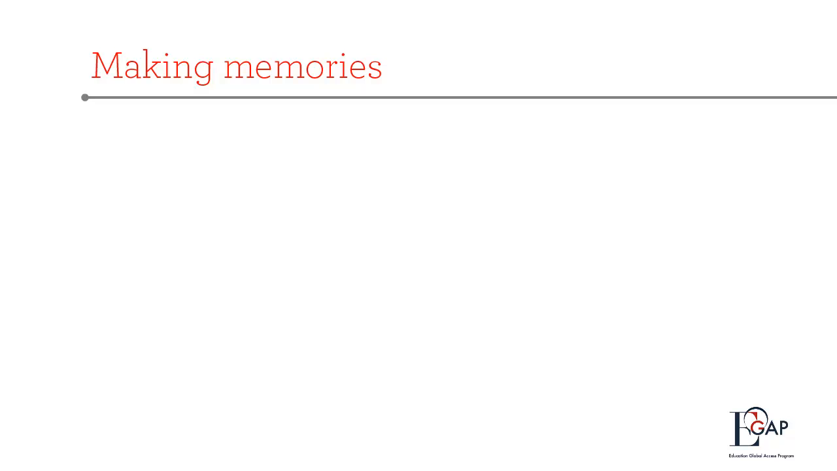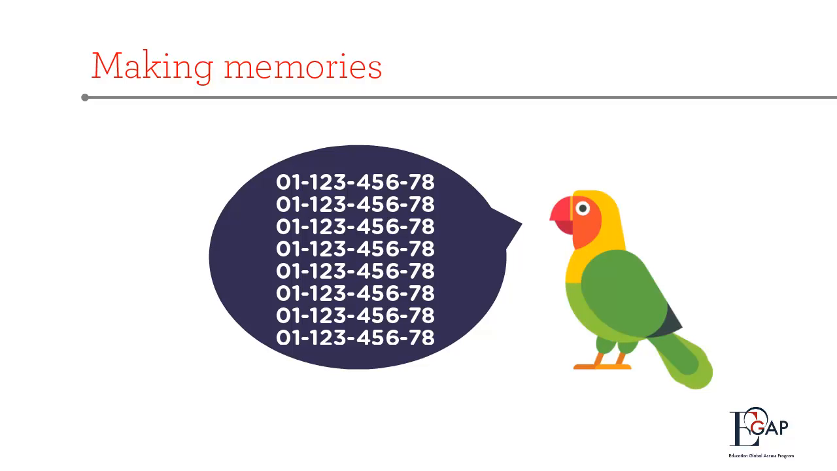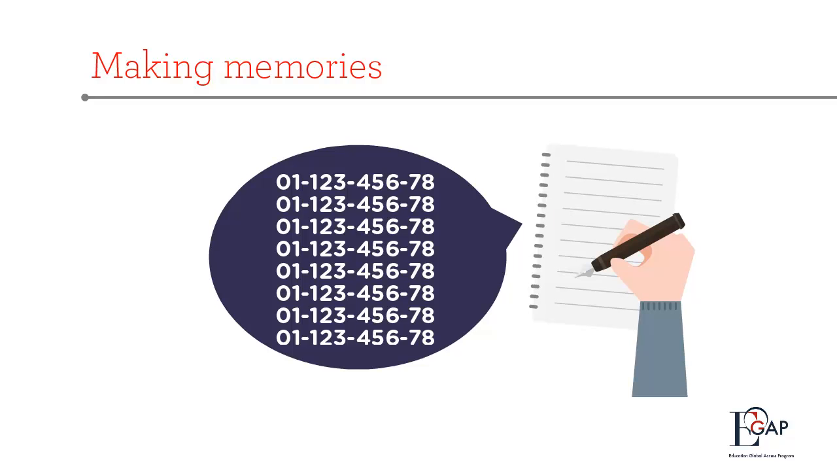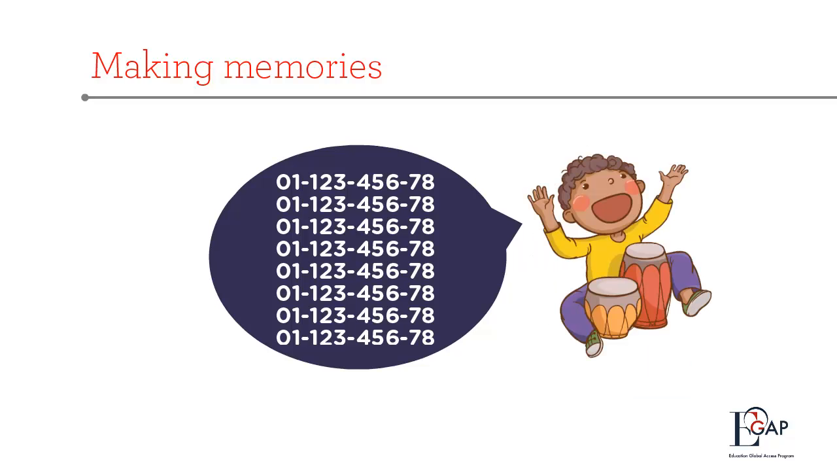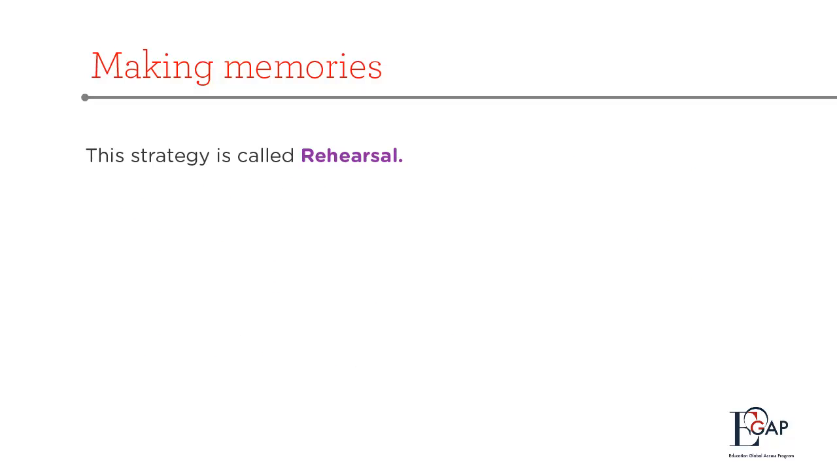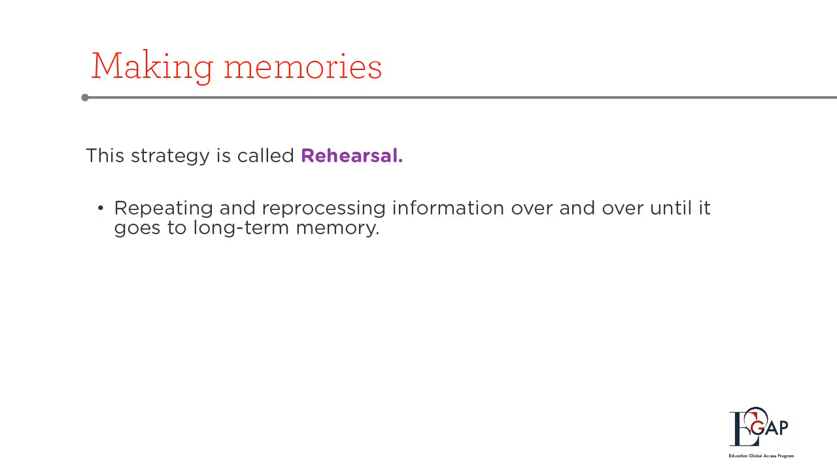Now, let's say that instead of just hearing a phone number once, we ask our students to repeat the number 50 times. Or we have them write that number down 50 times. Or maybe we ask them to take the phone number and turn it into a song or write a poem about it. This would make it a lot more likely that the information stays in their brains much longer. This is a strategy called rehearsal. Rehearsal involves repeating and reprocessing information over and over again so that it passes into long-term memory.